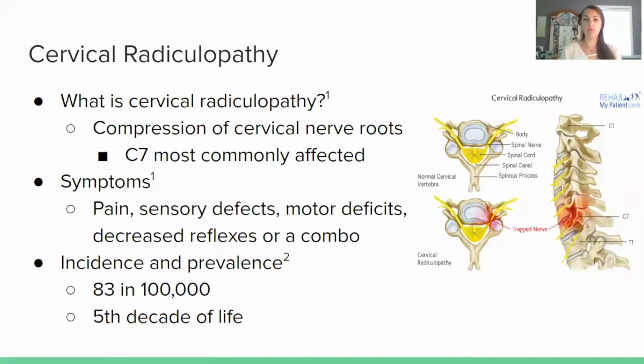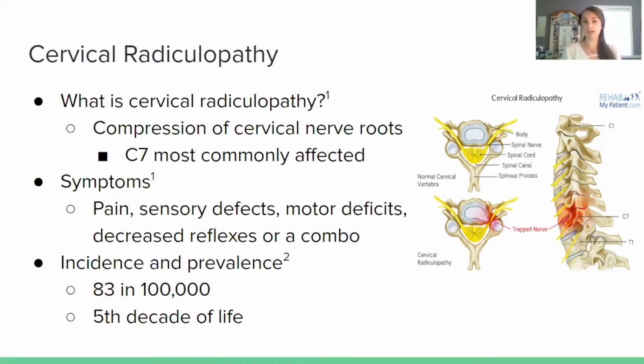We wanted to start with the most common pathology that cervical traction is used to treat, which is cervical radiculopathy, that can either be accompanied with pain or can present without pain. So just a reminder, cervical radiculopathy is when there's compression of the cervical nerve roots. C7 is the most commonly affected.